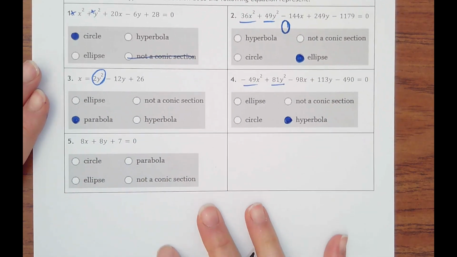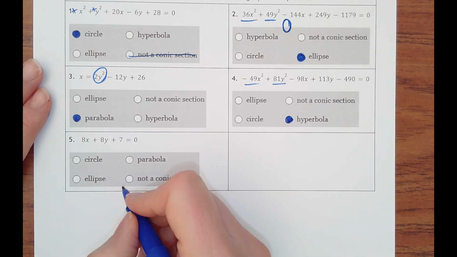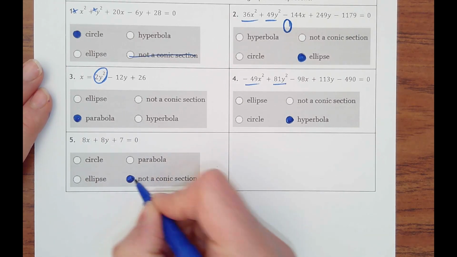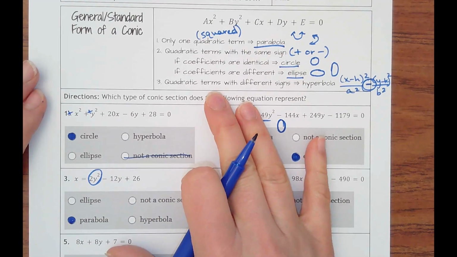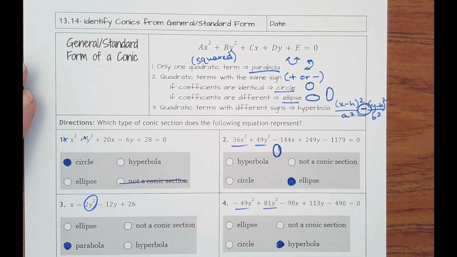And then the last one, I don't see anything being squared, so that means it's not even a conic section. So use these as much as you need to until hopefully you get to a point where you just can figure them out without looking at your notes.